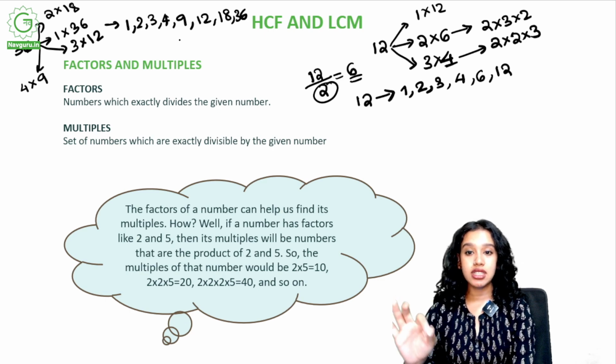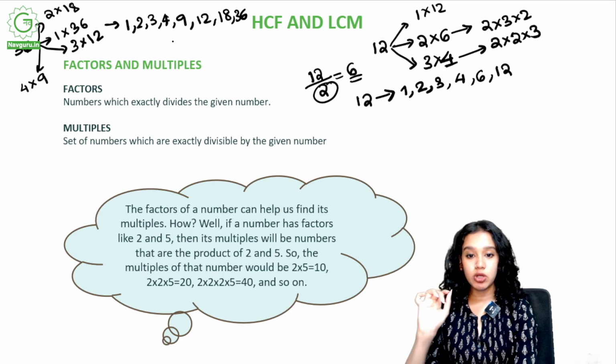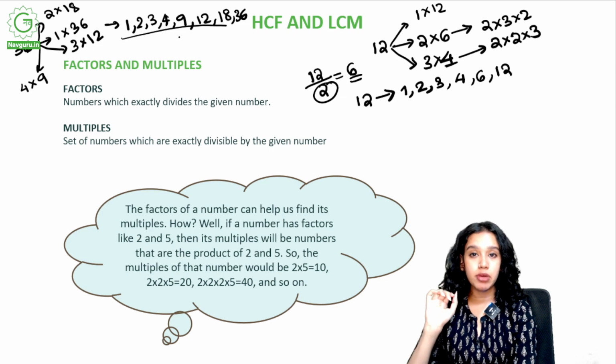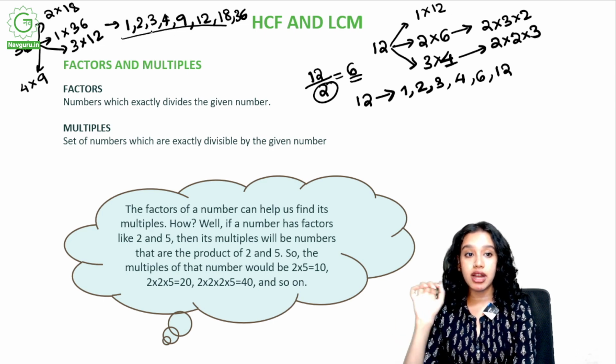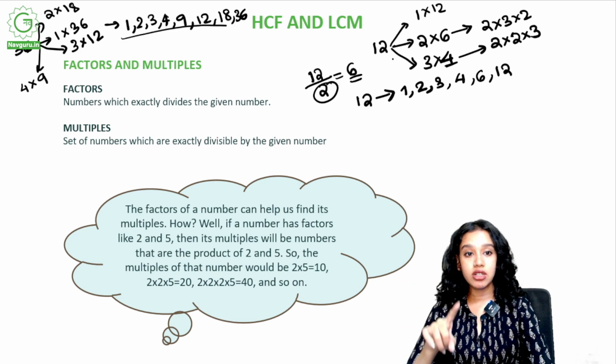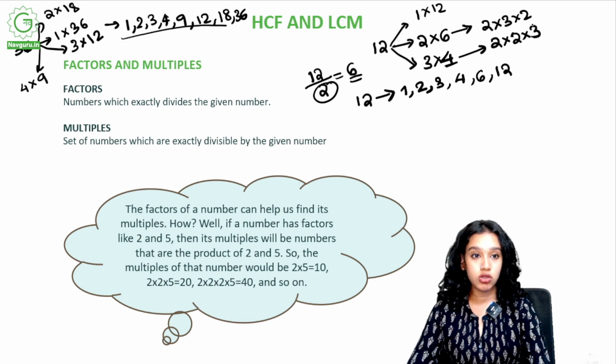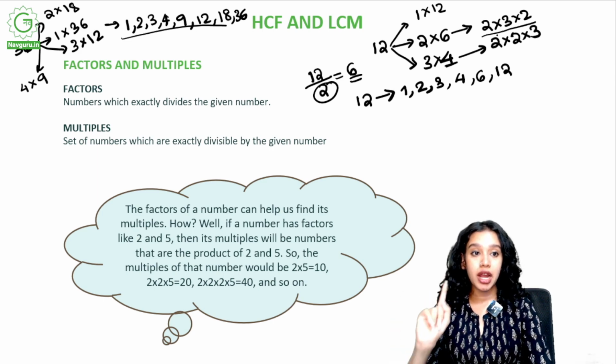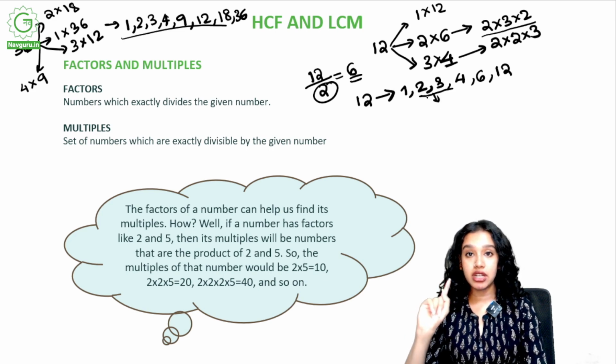Now after this, there's a very simple concept called prime factors. If these are the factors of a number, the prime factors are only the prime numbers which are the factors of the number. Just like we wrote 12 as 2 into 2 into 3 or 2 into 3 into 2, these are all prime numbers. So the prime factors of 12 would be 2 and 3. 2 and 3 are the prime factors of 12.